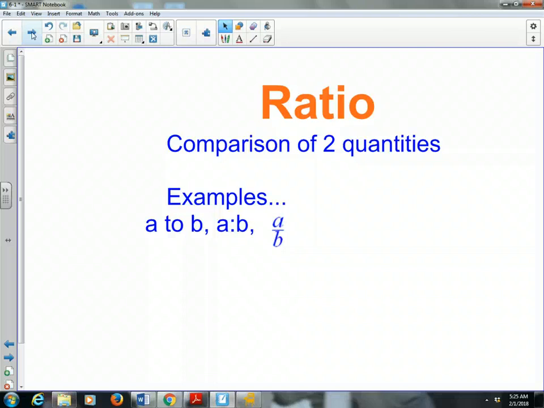Before we talk about what a proportion is, let's define what a ratio is. A ratio is simply a comparison of two quantities. We can write a ratio in a few different ways. We write it as A to B. Another way is with a colon in between A and B. Most often, I write it as a fraction, A to B with a numerator and a denominator. But they all mean the same thing. You read all three of those as A to B.